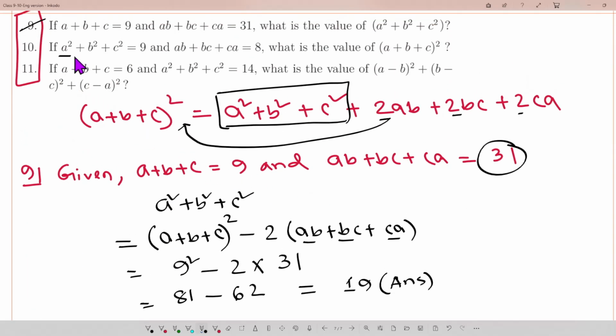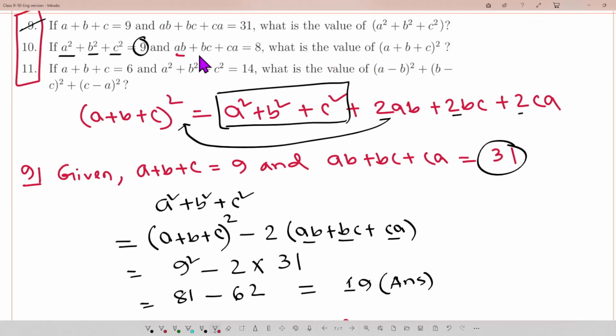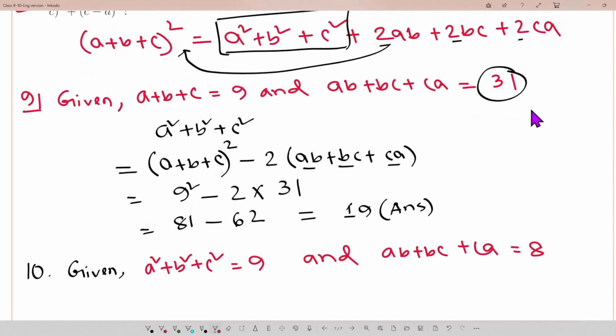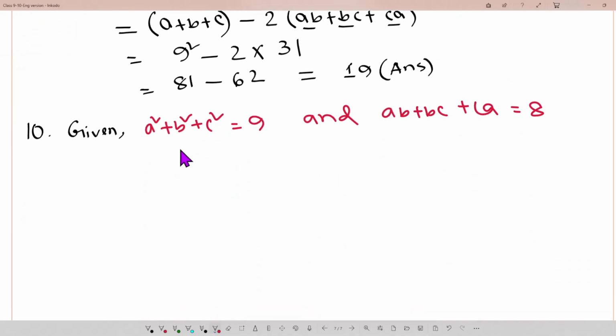Here is given a square plus b square plus c square equals 9, and ab plus bc plus ca equals 8. We have to find out the value of (a plus b plus c) whole square.